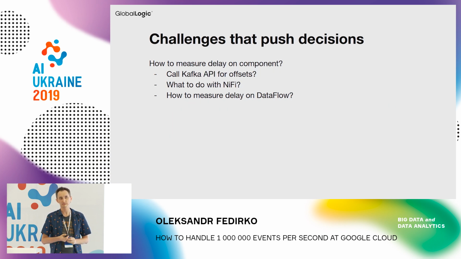How to measure delay on your component? So, you know, there are a couple of components in your pipeline. Which one is the slowest one? How to detect this? One of the answers was, okay, we just put a timestamp on every component, and then we can actually figure out which is the slowest one.